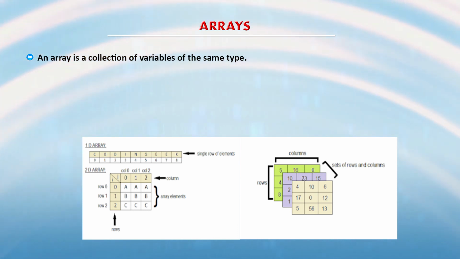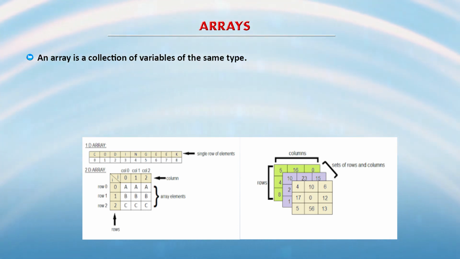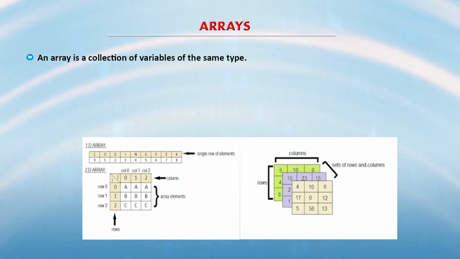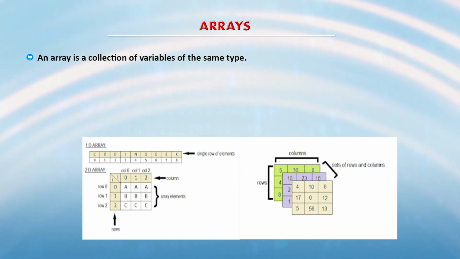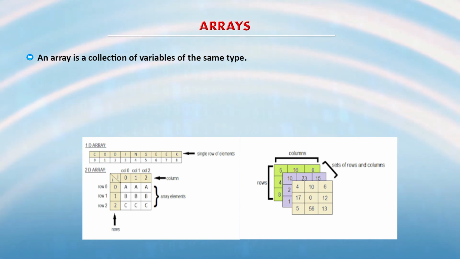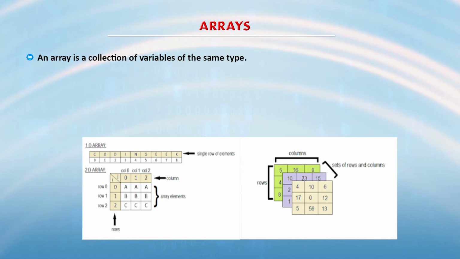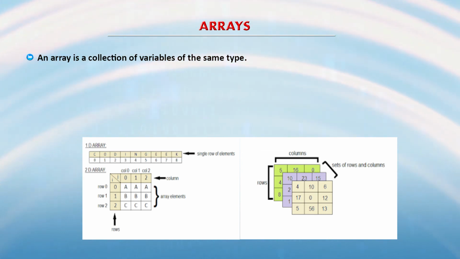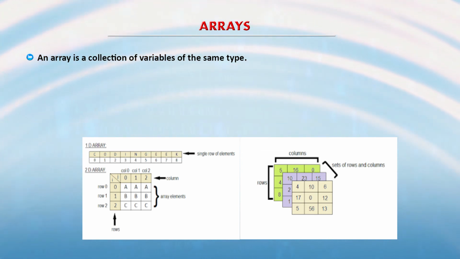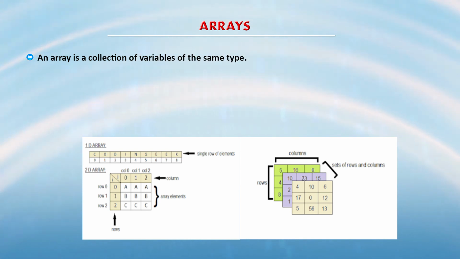So if we want to define 100 variables of, say, integer data type, then we can simply use int a with square brackets containing 100. So 100 variables will be specified, say int a[100], or int a[99] as the last index, because 0 is the base index of the array, so 0 to 99 is 100.